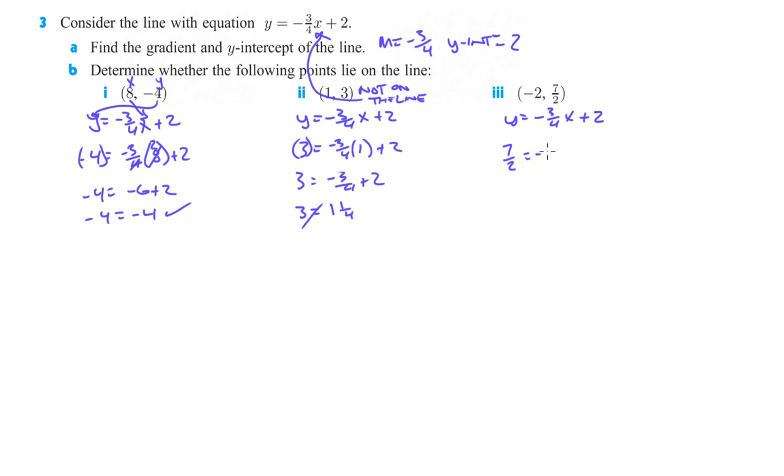7/2 equals negative 3/4 times negative 2 plus 2. So then we just double check this one here, the math, see if this works. Let's see, that turns into negative 3/2 plus 2, right? Oh, that's positive 3/2, isn't it? So 7/2 really is 3.5. And then that's 1.5 plus 2 is also 3.5. So yes, this one is on the line.